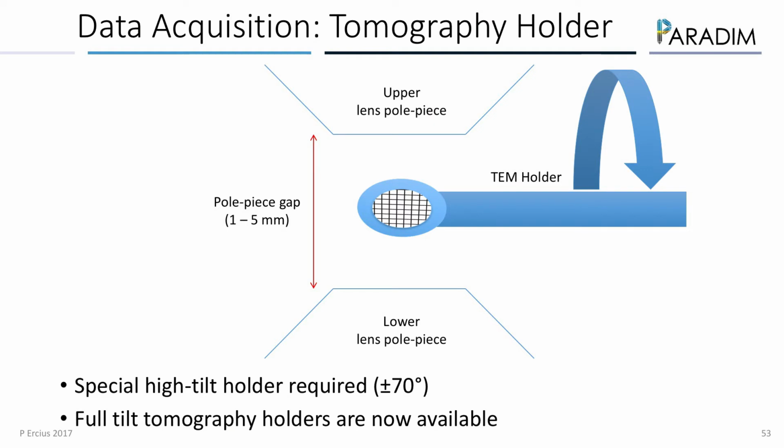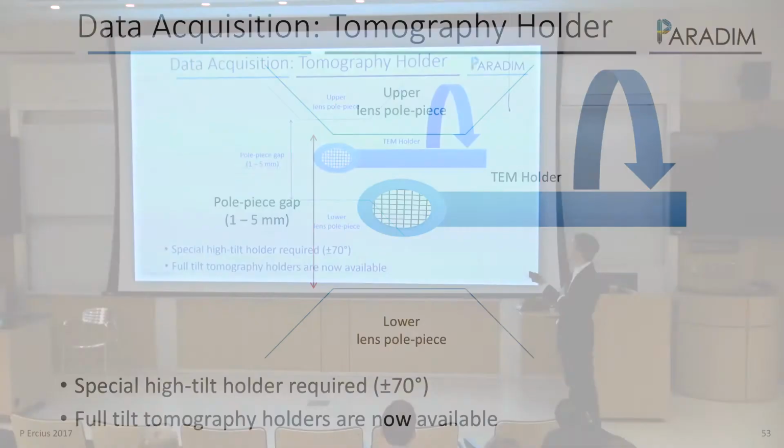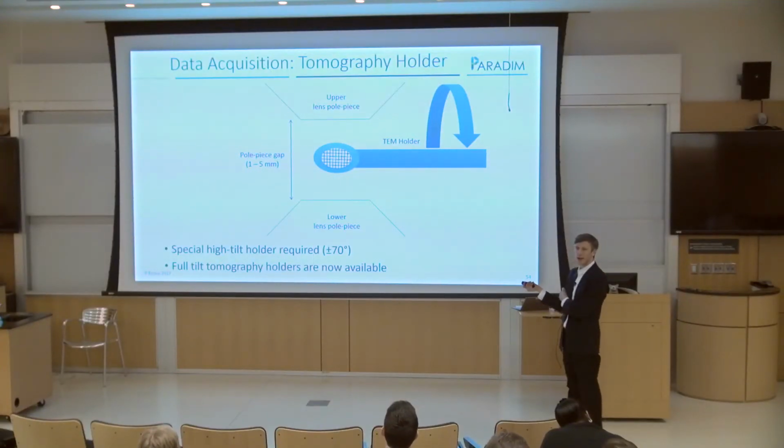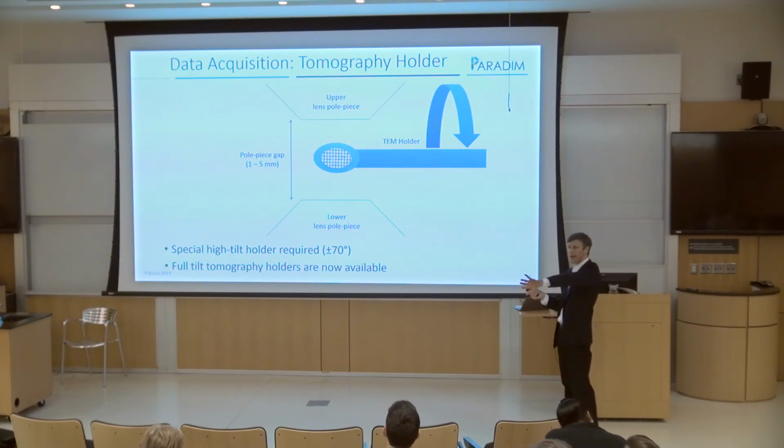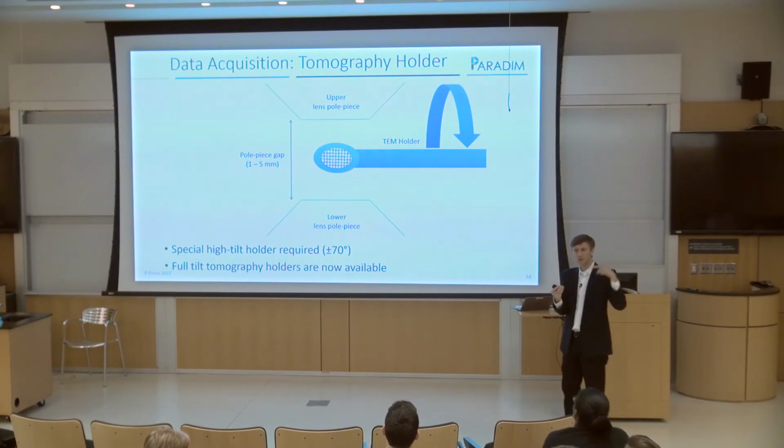So for the data acquisition for tomography, you need a nice tomography holder that you can tilt up to high angles. I'm just introducing this concept that you can't really tilt plus or minus 90 degrees. There's a reason for that, and that's because your holder will be in the way, right? You can't project through the whole thing unless you have a needle sample. Needle samples are really hard to make, though.